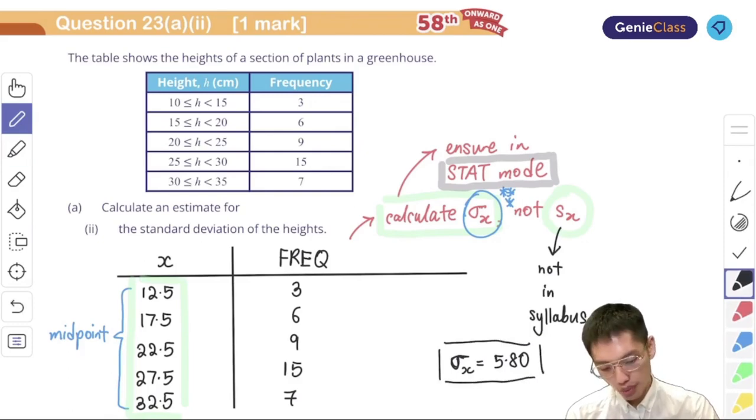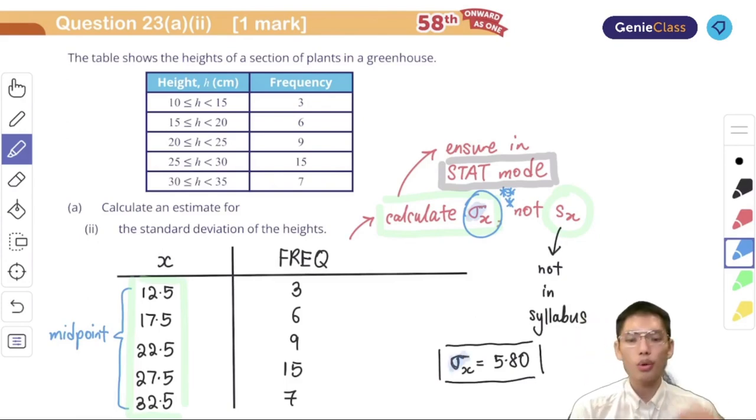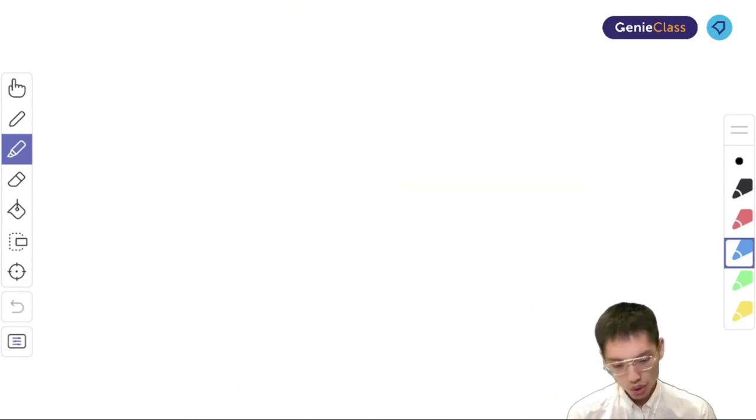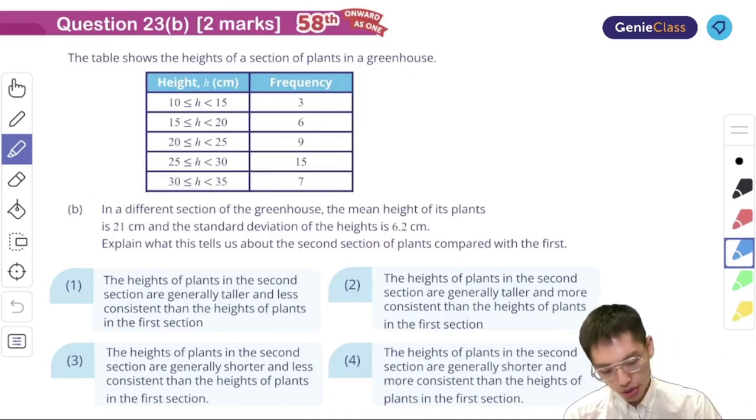Very important. What is sigma over here? Sigma in this case is just this particular alphabet over here. If you keep asking what sigma is, sigma x is just the one highlighted in blue. Now, when I calculate the mean and standard deviation, what are they needed for? For such questions, 2 marks. Why is it 2 marks?